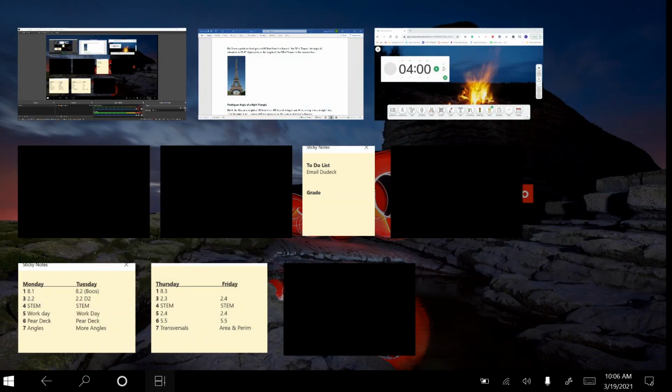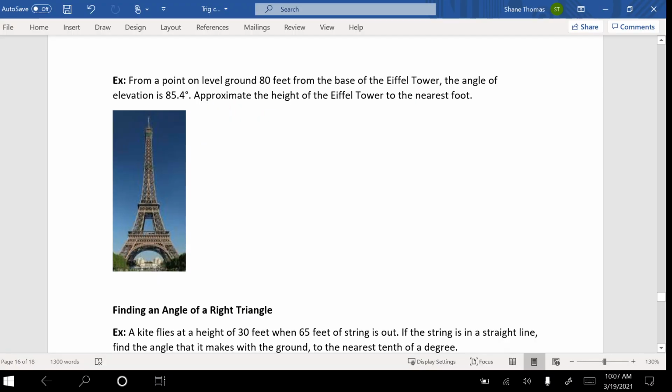So we have the Eiffel Tower. We would have a triangle that looks like this, right? Now, we are 80 feet away from it, so we're not super far away from it at all. And if you look, we have an angle of 85.4 degrees for our angle of elevation. We're looking all but straight up in the air, aren't we? I mean, think about it. 90 degrees would be here. What's this, 85? So I'm probably about here. That's all the difference. So I'm basically standing at the base of this thing looking straight up in the air.